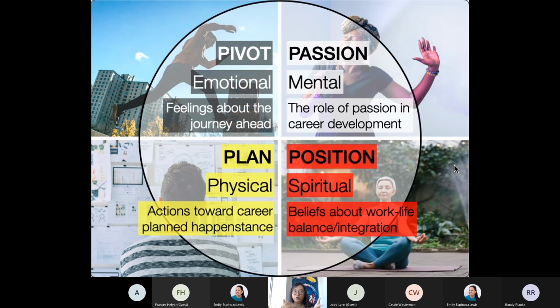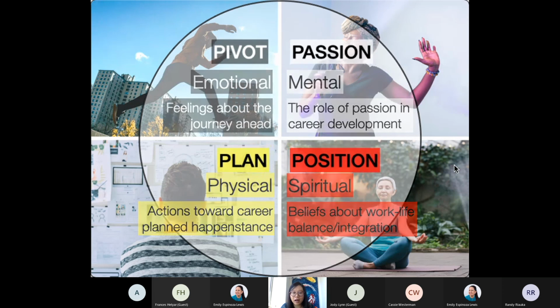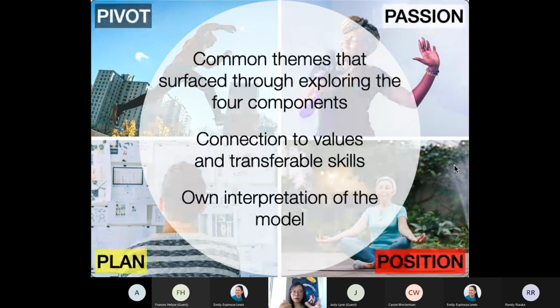And so the full circle moment is after that, I get them to reflect on, okay, take a look at all of the reflections that you've had over the course of the 4 weeks. What are some common themes that have surfaced for you when we explored each of the components? And how does that connect back to your values or transferable skills?